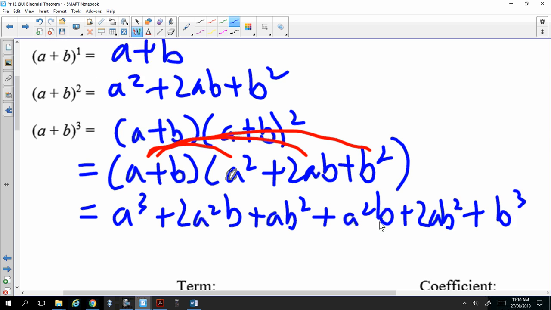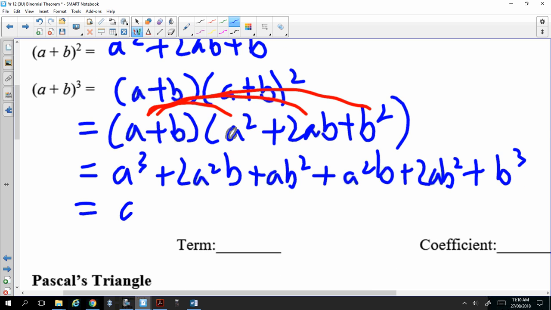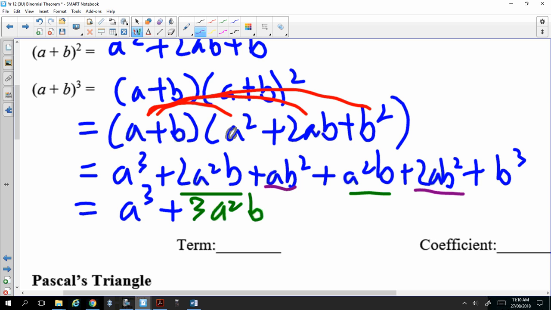Any like terms? You'll find there are some like terms. The 2a squared b matches with a squared b, which is 3a squared b. And the other one is ab squared plus 2ab squared, which is 3ab squared. And then finally, b cubed at the end. Okay, so we expanded it.